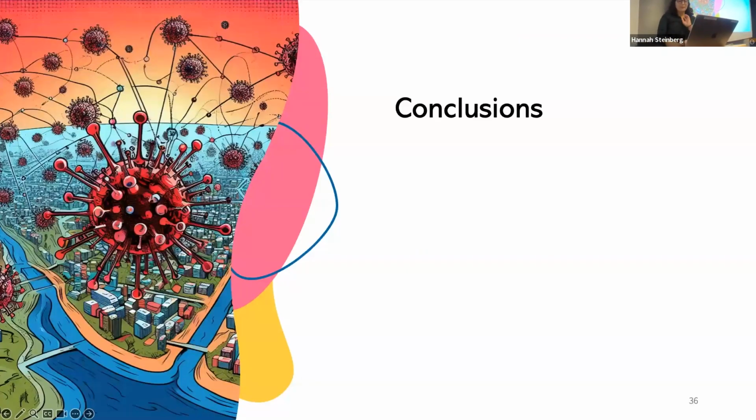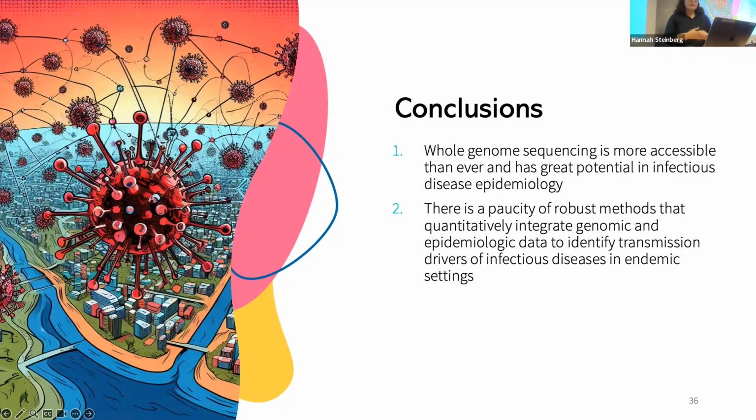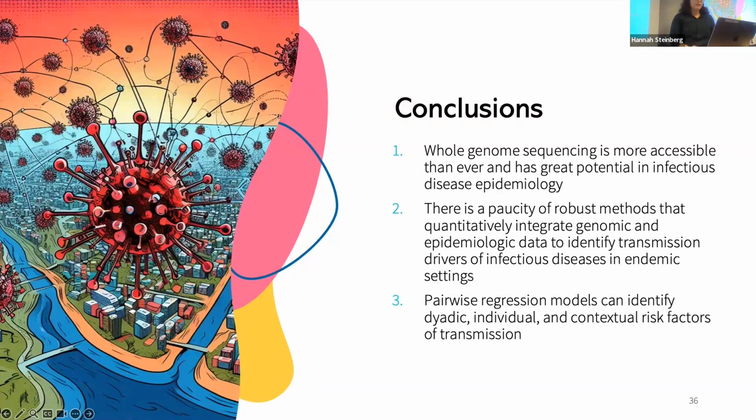So to wrap everything up, my conclusions are that whole genome sequencing is more accessible than ever and has great potential in infectious disease epidemiology. However, there is a lack of robust methods that quantitatively integrate this genomic data with epidemiological and spatial data in order to identify and quantify drivers of infectious diseases, especially in endemic settings. However, I'm hopeful that these sorts of pairwise regression models can identify dyadic, individual, and contextual risk factors of transmission for multiple pathogens in multiple settings.